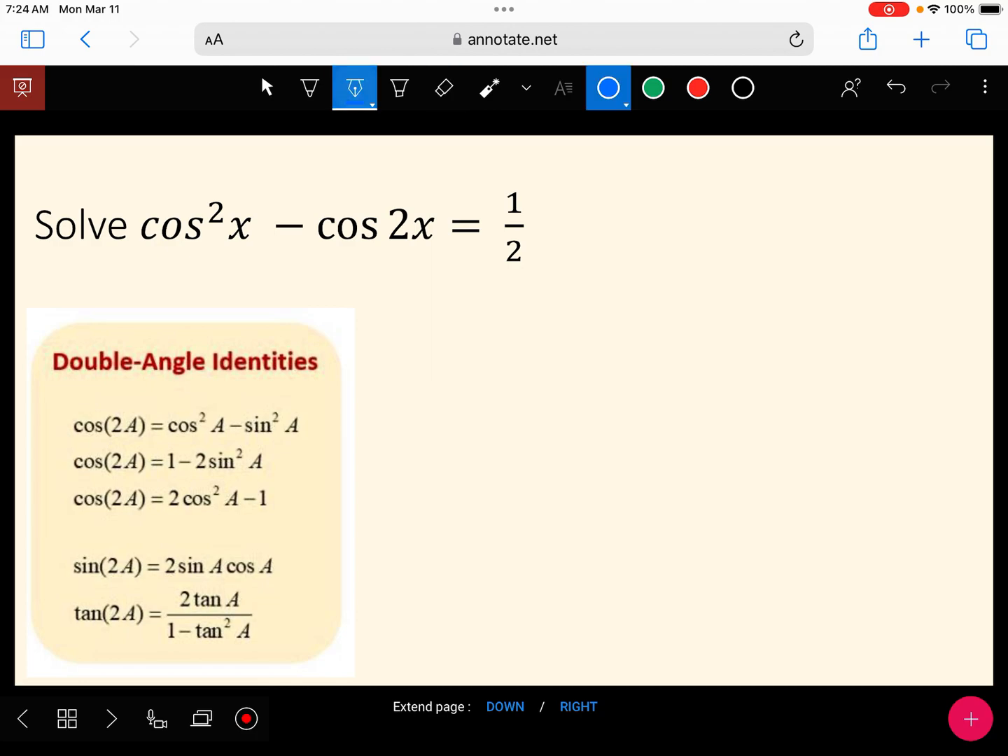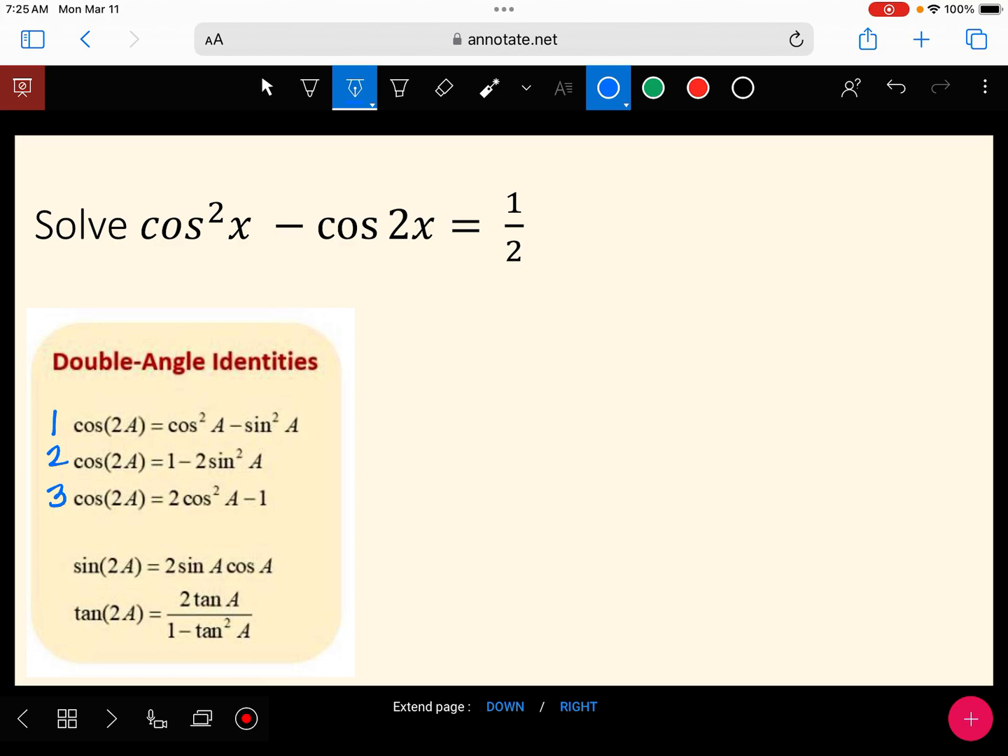Show me with your fingers. If you saw this on the test, which one would you choose? 1, 2, or 3? I will use 3. The reason why I would use 3 is why. Why do you think I picked 3? What do you notice about 3? It's got only cosine. Yeah, it has only cosine.